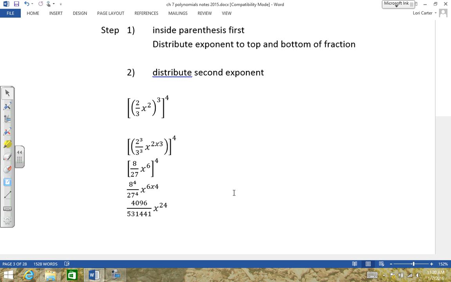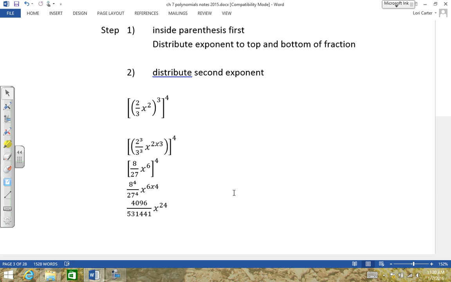This is where it gets a little bit confusing, but it is not hard. Okay, pay attention. The 4 on the outside and the 3 on the outside need to go to everybody.